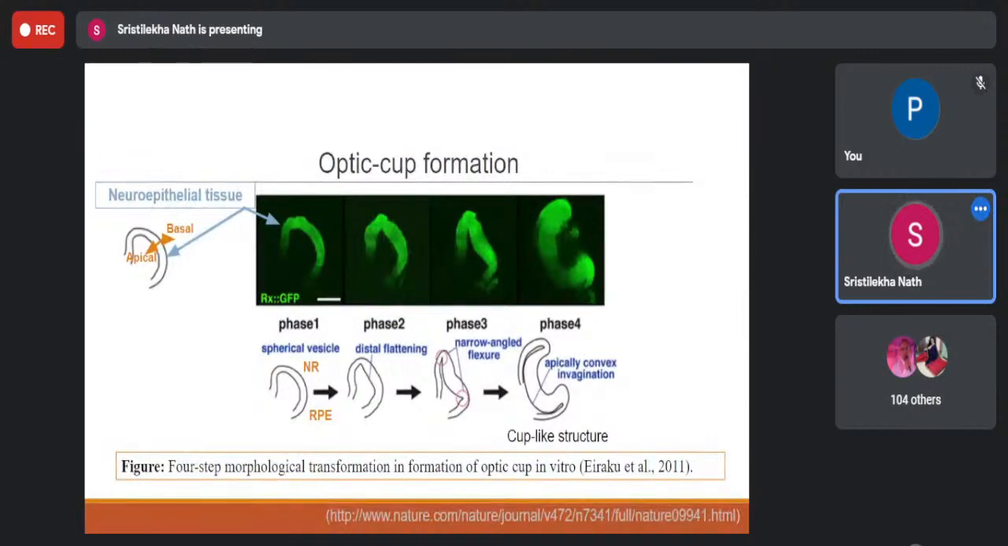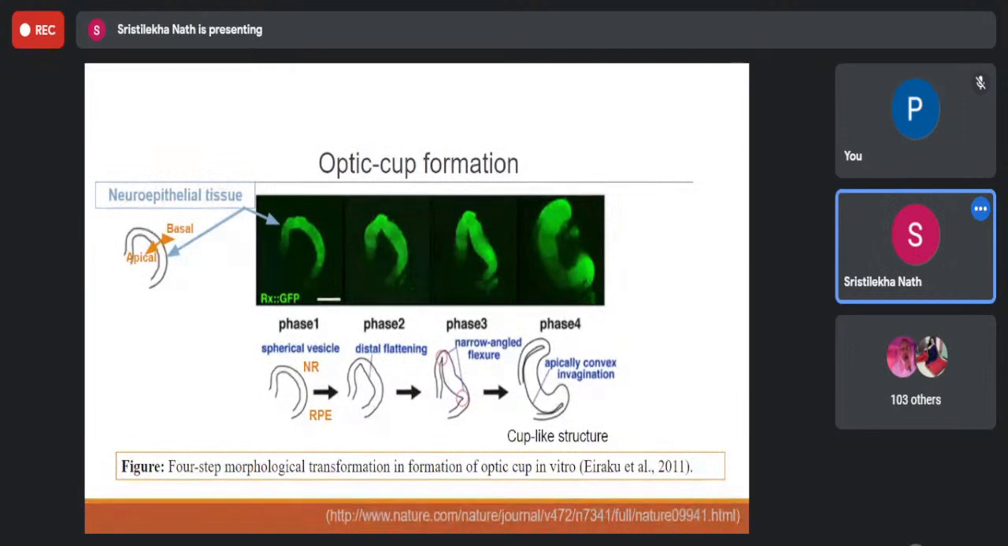In phase 1, as I have already told, the optic vesicle or the near spherical structure gets differentiated into NR and surrounding RPE. In phase 2, the distal portion of NR gets a little bit flattened, and they call this phenomenon apical relaxation. Relaxation because that apical surface is relaxed, becomes less stiff, more flexible. That means they are now able to deform.